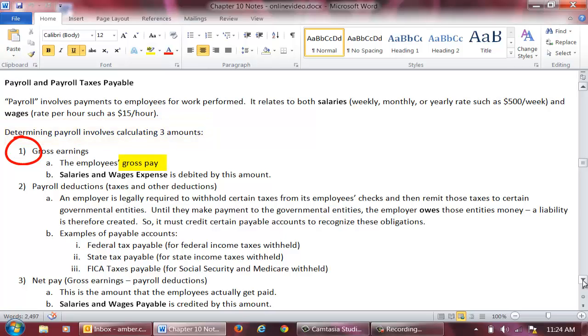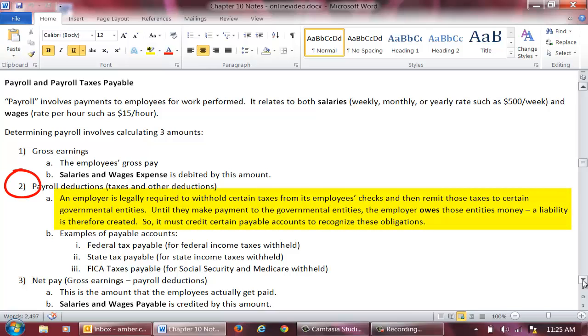If you have one waged employee who earns $10 an hour and he worked 15 hours, his gross pay would be $150. In the entry to record payroll, salaries and wages expense will be debited by this amount. For those of you who work, you know that this amount will not be the amount of the employee's check. The employer is legally required to withhold certain deductions from the employee's check. These deductions are called payroll deductions.